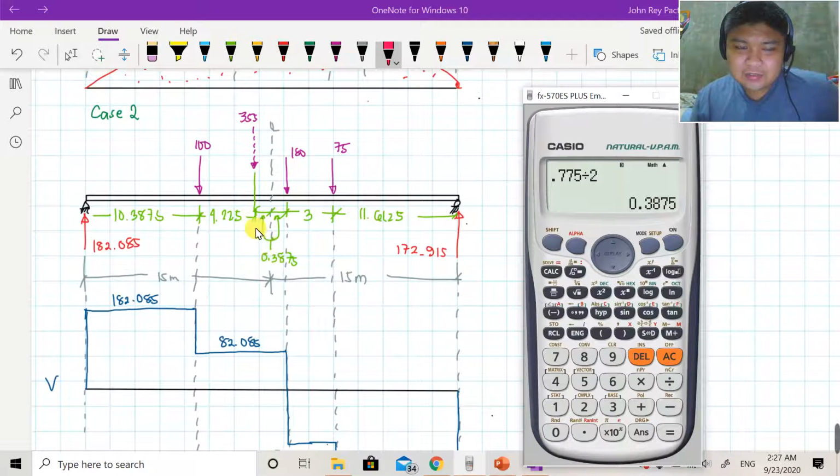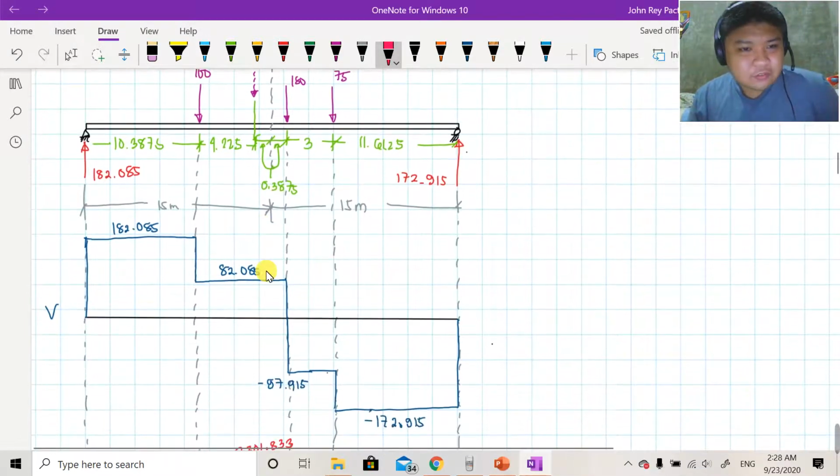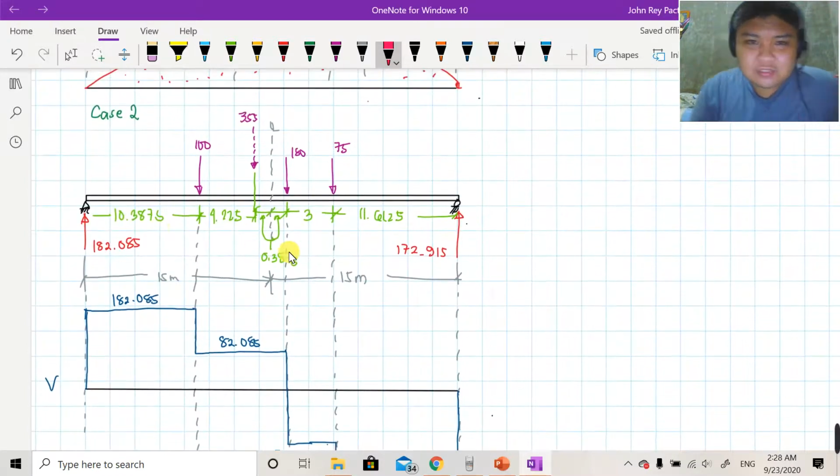So, it is halved. Then, of course, this is 4.225. Since the center line is 15, so 15 minus 0.3875 minus 4.225. Here, class, it will be 10.3875. And of course, from 180 to 75, it is 3 meters. Okay? So, therefore, on the other side, 15 minus 0.3875 minus 3. So, that is 11.6125, class. So, that is okay. I want to prove again that the reactions I solved are correct.